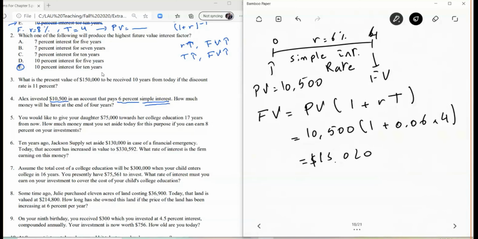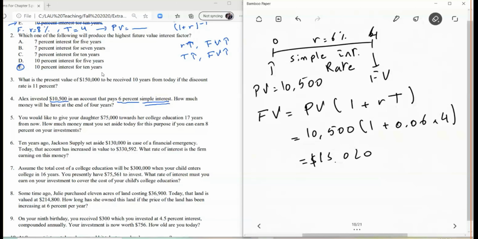So this is with the simple interest. As you can see, instead of raising 1 plus R to the power T, like in the compound interest, it's 1 plus R times T. And of course, the compound interest will always yield a much higher future value.